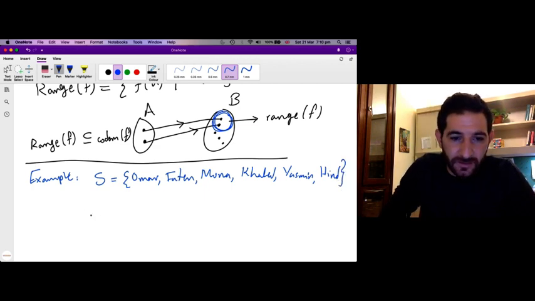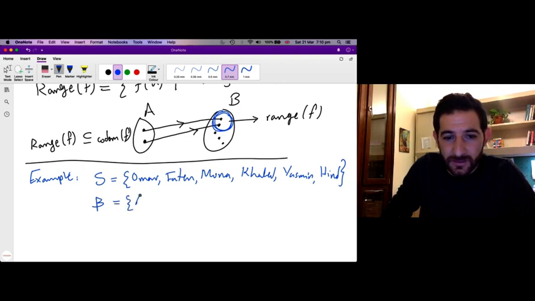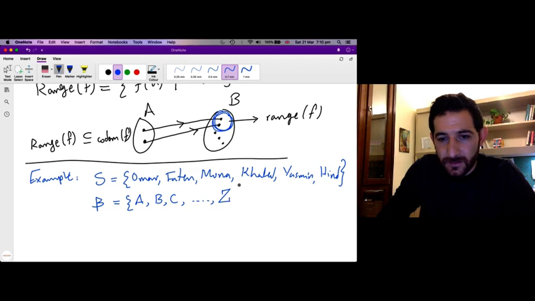Okay, let's consider a second set. Let's call it beta, and this is the English alphabet. So beta contains the letters A, B, C up to Z.